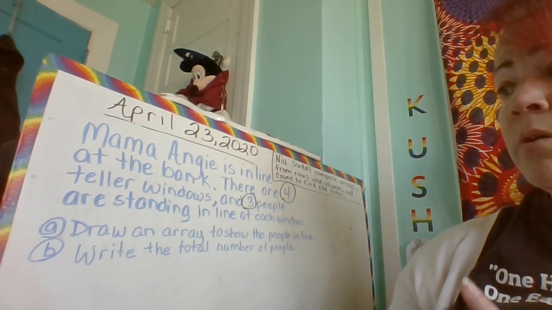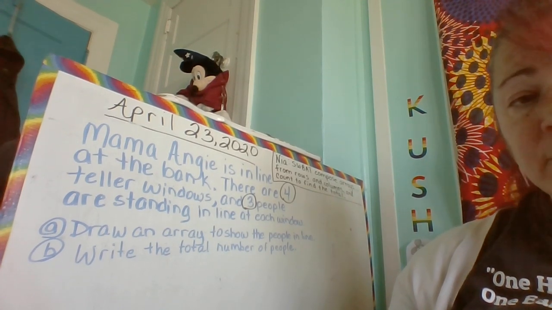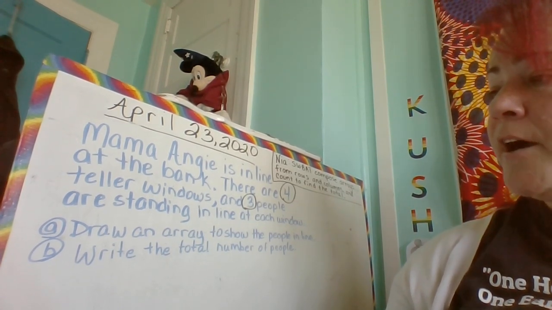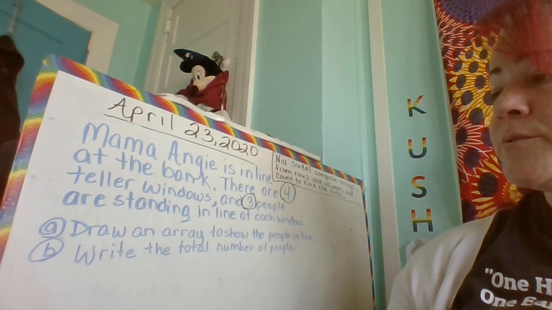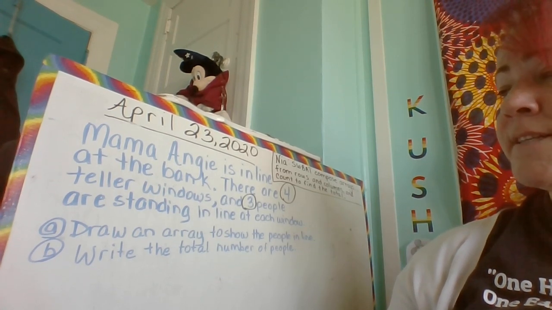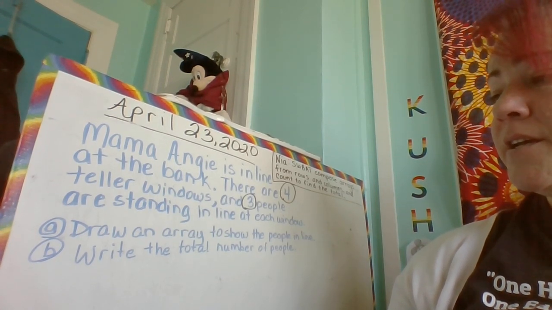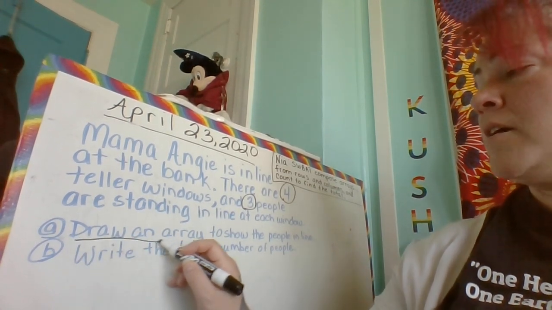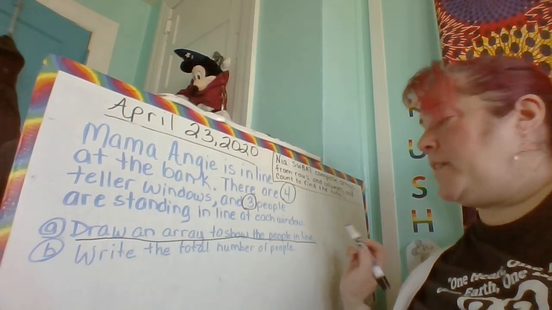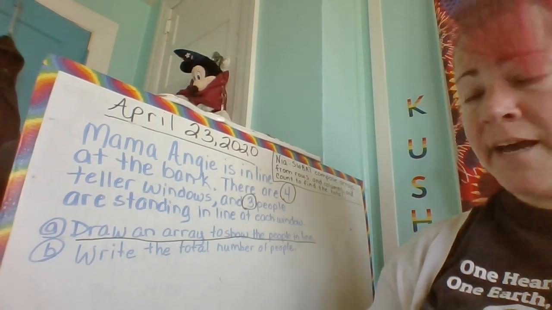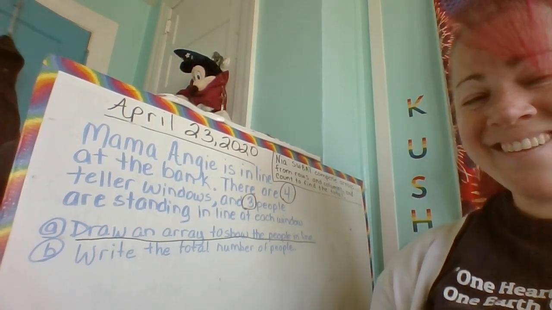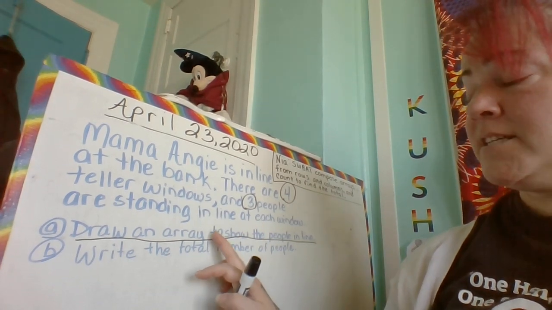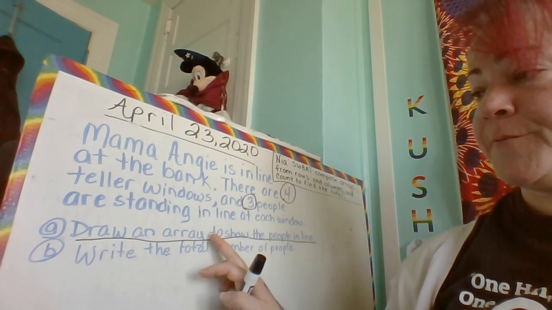Right, it doesn't have a question, but it is asking me to do something. So I'm going to underline, what does it want me to do? So what's the one thing it's asking me to do, Ariana? Awesome, you got it, girl. It's draw an array to show the people in line. And don't judge my line, it's not straight. So that's the first thing the problem asks me to do.